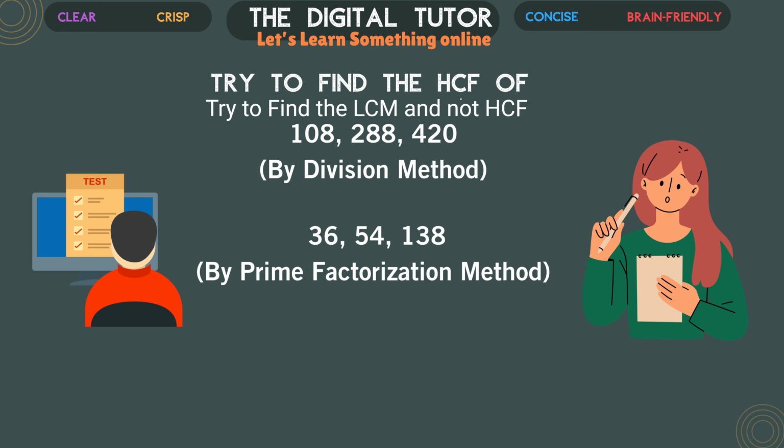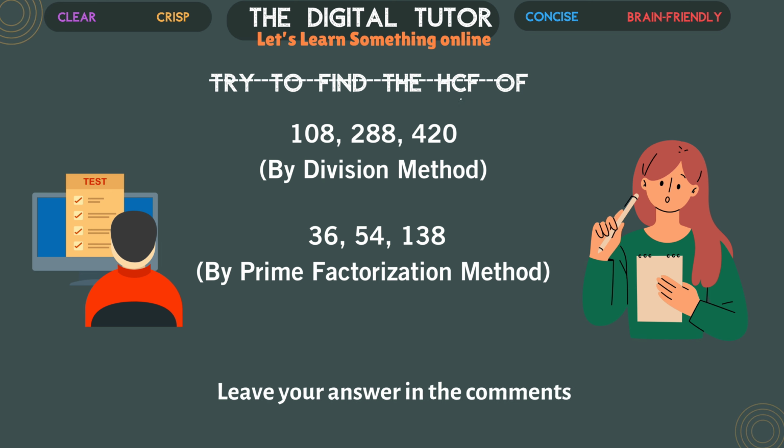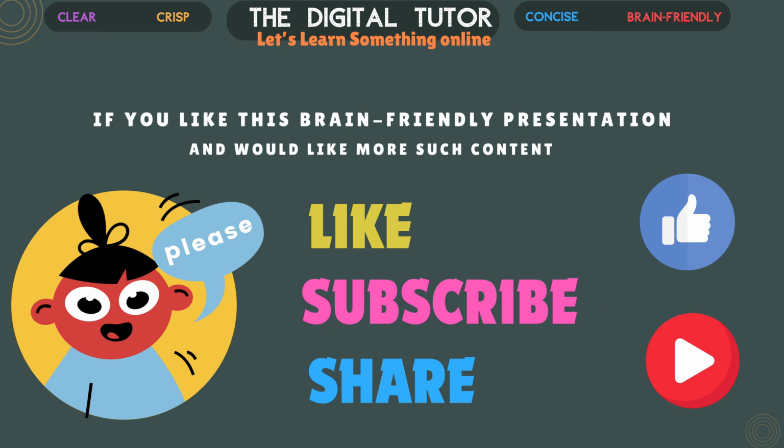So try to find out the LCM of these two sums, first by the division method, second by the prime factorization method. There's an error, that shouldn't be HCF, it should be LCM.